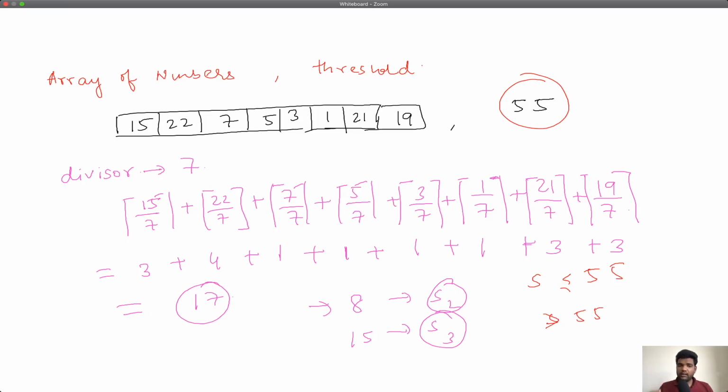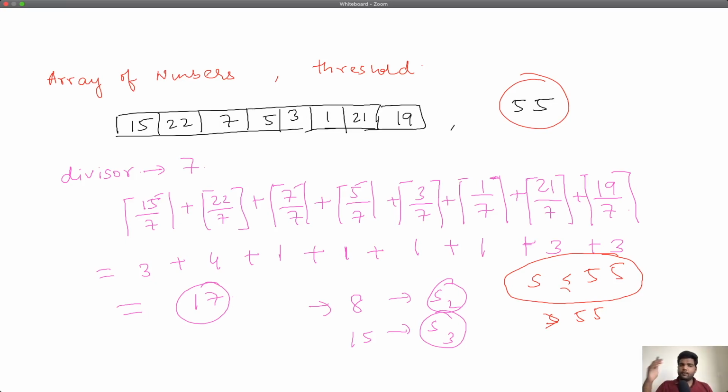Out of all the divisors that gave you a sum less than or equal to the threshold, you have to find out the smallest such divisor. So that's the question. One more time, you're given an array of numbers, you are given some threshold. You can choose divisors, divide the array by that divisor, take the sum of the divisions. You get some sum.